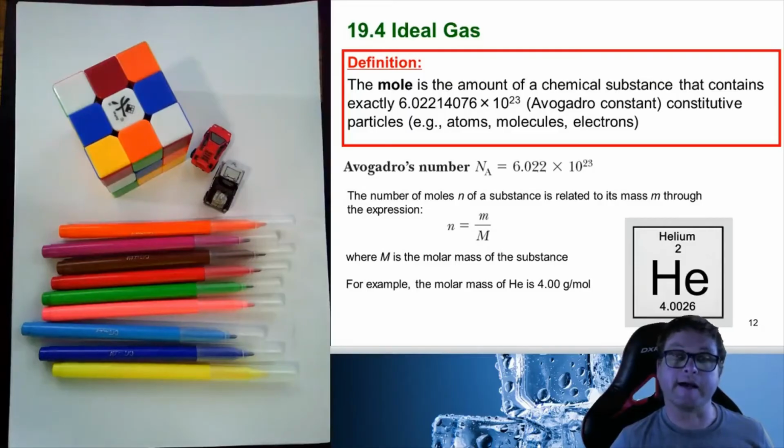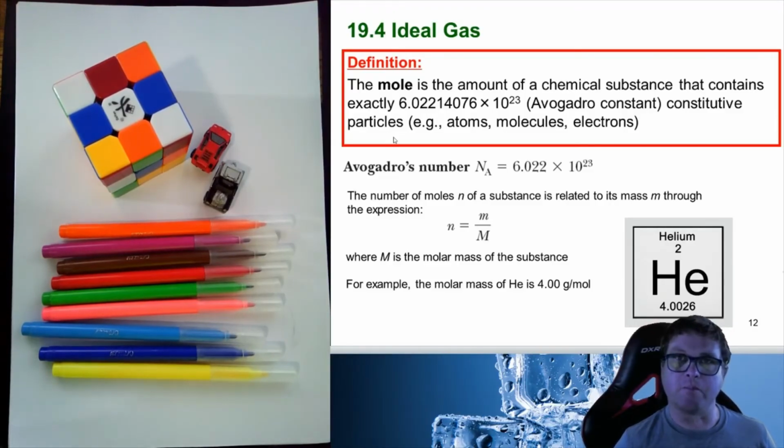So what we look at now is ideal gas, and in working with ideal gas, an important concept that we're going to use is the mole. And much of this work is something that you would have already covered in school. A mole is the amount of substance that contains exactly this number of particles. Perhaps the particles could be atoms or molecules or electrons.